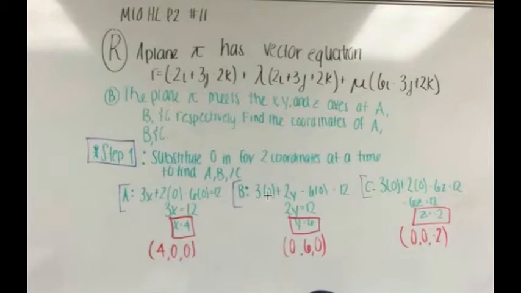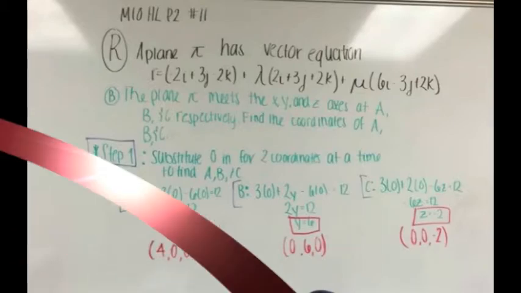Then for B, you're just simply going to substitute 0 in for x and z, leaving y the variable in the equation, and that way you can solve. Then you get 0, 6, 0. Lastly, for C, since it meets the z-axis, you want to leave z as the variable and solve for that by putting 0 in as the x and y value, which gives you 0, 0, negative 2.